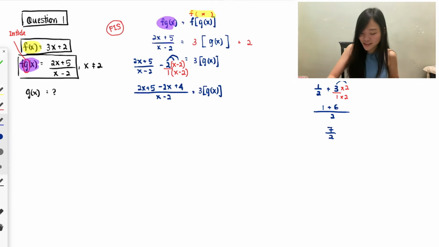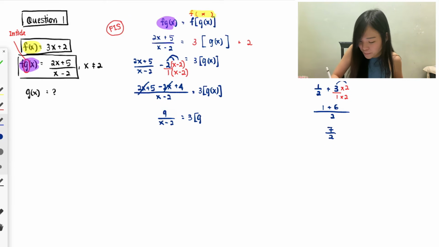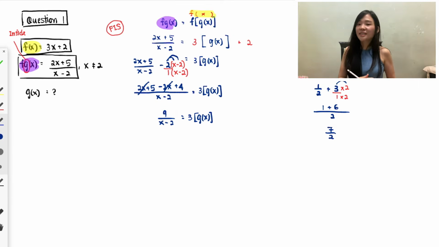Just doing mathematics. So 2x minus 2x, no more. Isn't it 4 plus 5 plus 4 is 9? This is what I get so far. But this again is not your final answer yet, because you're not finding 3g(x), you are finding g(x) instead.